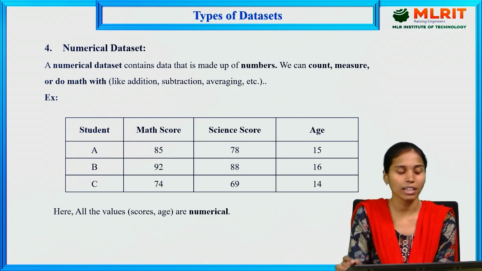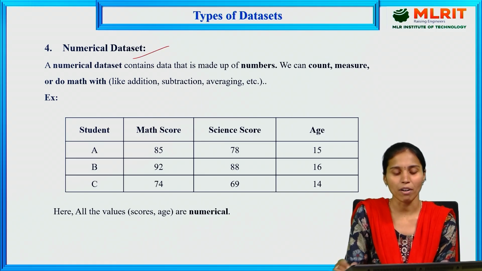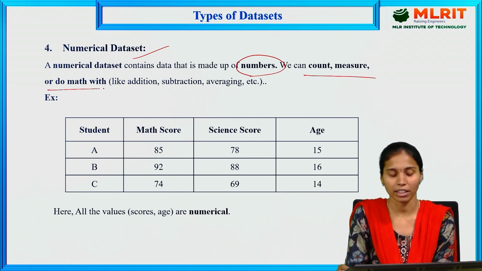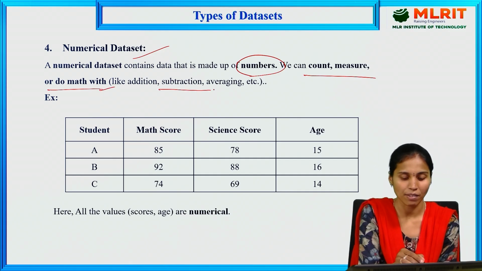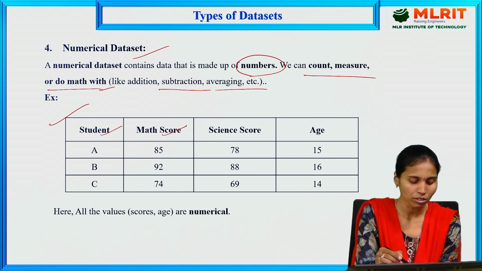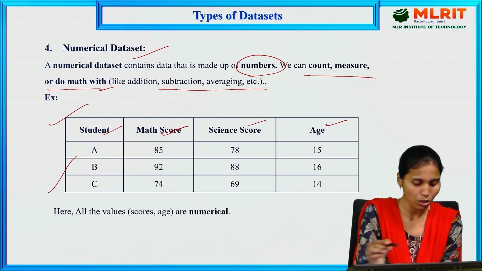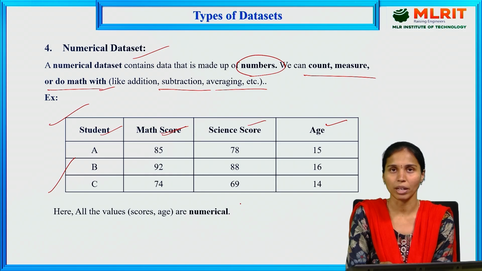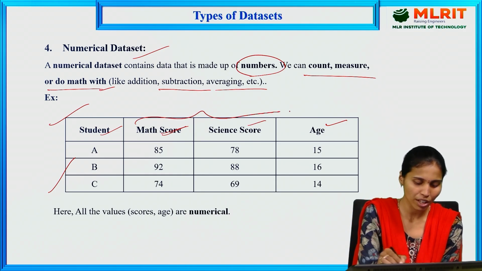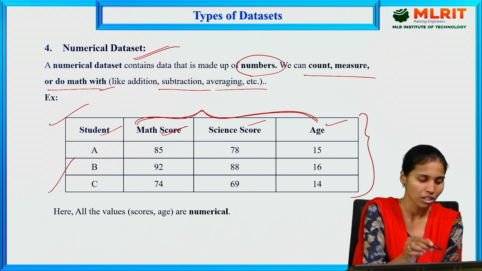This type of data set is called a correlation data set. Fourth one is a numerical data set. A numerical data set contains data that is made up of only numbers. We can count, measure or do mathematical operations like addition, subtraction, average and so on. So here I am considering one table: student, math score, science score and age. Here all values, scores and age, are numerical. So this type of data set is called a numerical data set.